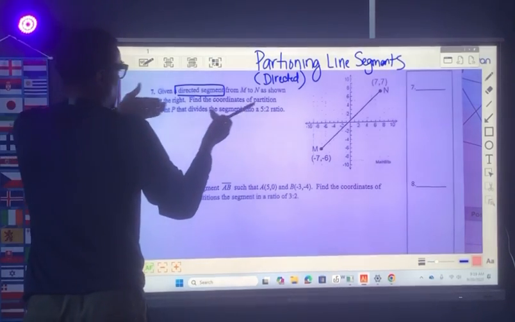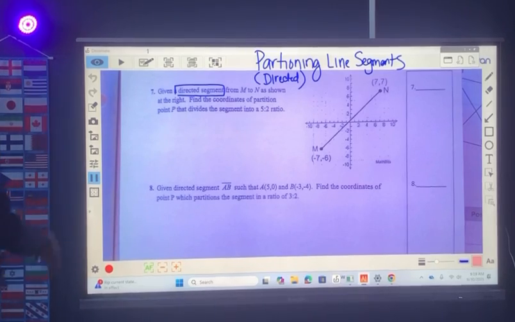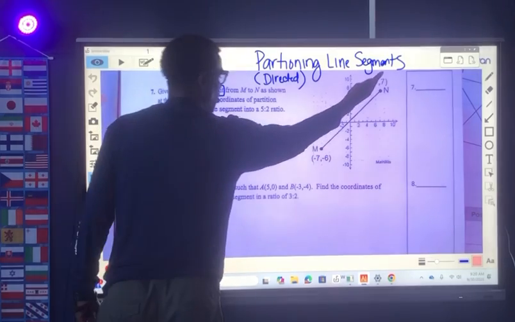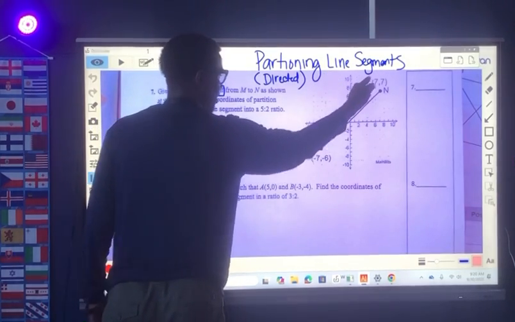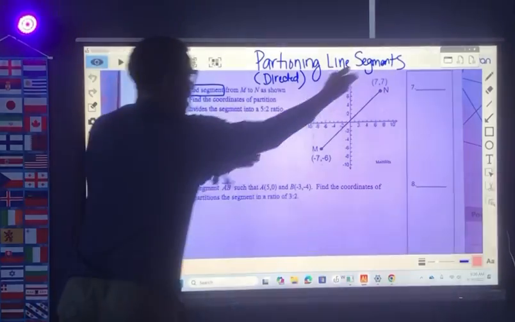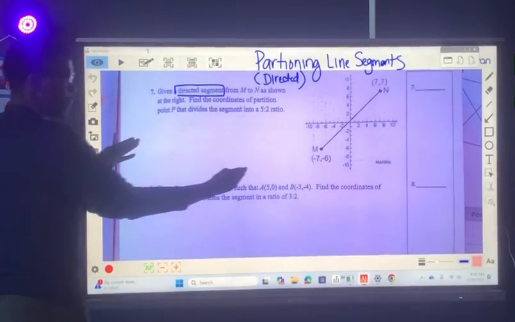So I'm going to show you how to do it with a graph, and I'm going to show you how to do it without, but you've got to pay close attention. What you've got to find is where we're going to place the letter P in between M and N so that it divides this line segment up into a ratio of 5 to 2.